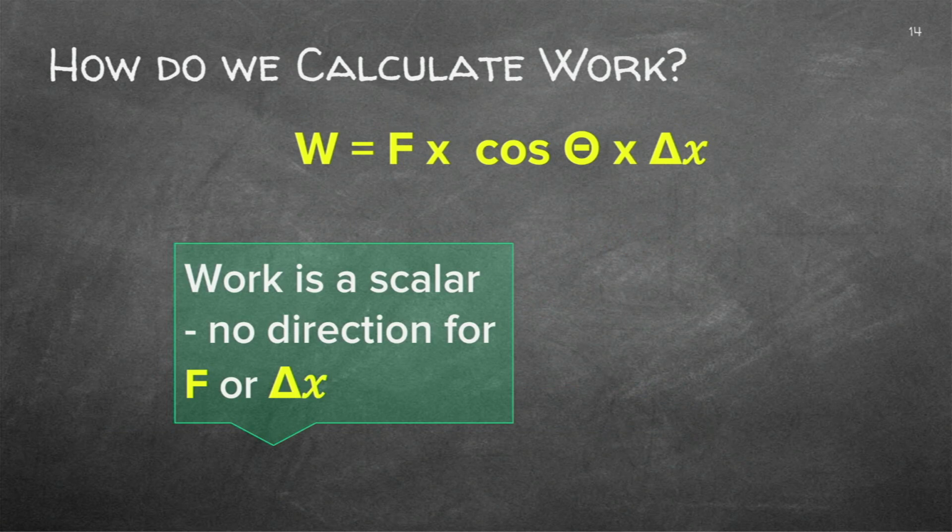Lastly, before we do a few examples, you have to know that although we know force is a vector and we know the change in position or displacement is a vector, when we work with work, which is energy, it's a scalar. So you don't have to indicate when you get an answer in joules, whether it's to the left or to the right. You always just say it's so many joules, because it's a scalar quantity.